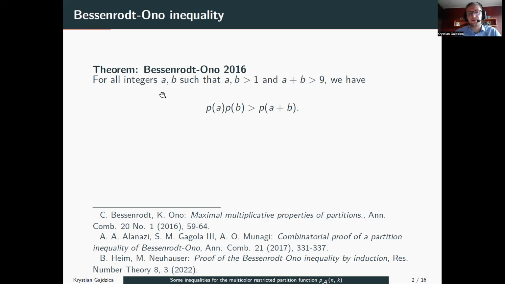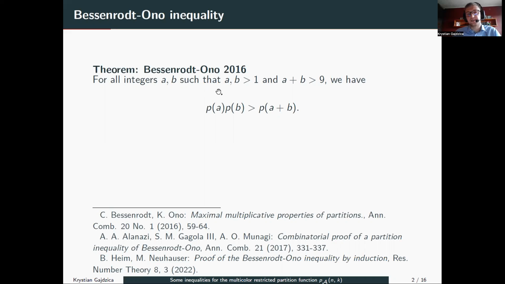Actually, their result has initiated a great deal of research related to discovering similar inequalities for other variations of the partition function. For example, for the so-called k-regular partition function, that is, the partition function which counts only those partitions of n whose parts are not congruent to 0 modulo k. And for many other variations of the partition function.